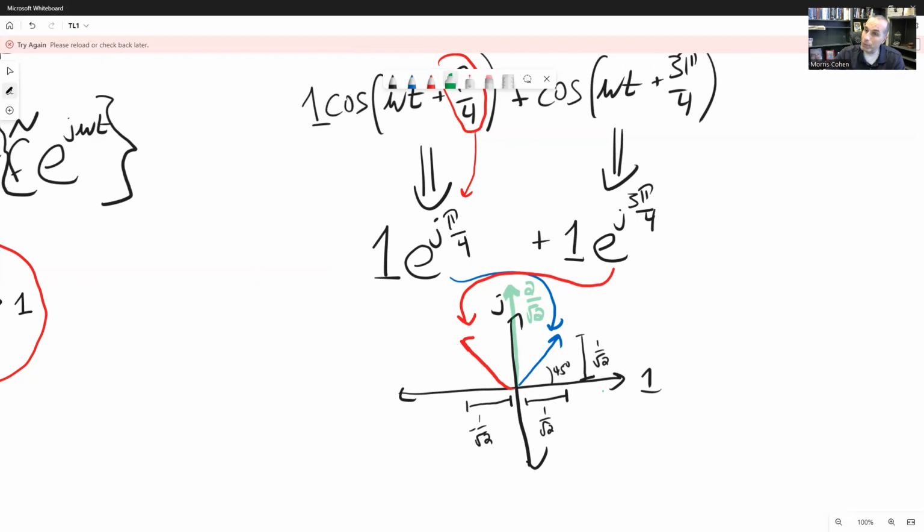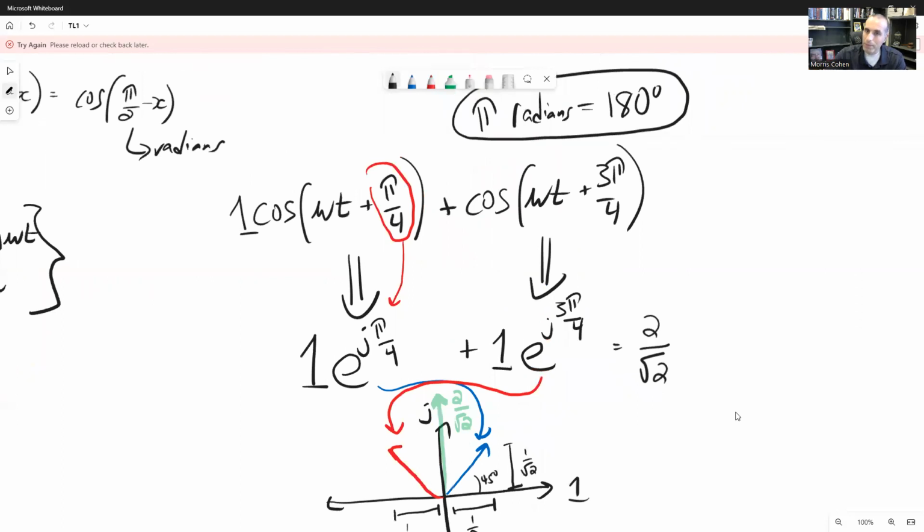Now that we've got this in phasor form, we can convert it back into the time domain. So this is going to have an amplitude of 2 over square root of 2. So here it is in the phasor domain. Now let's convert it back into the time domain.